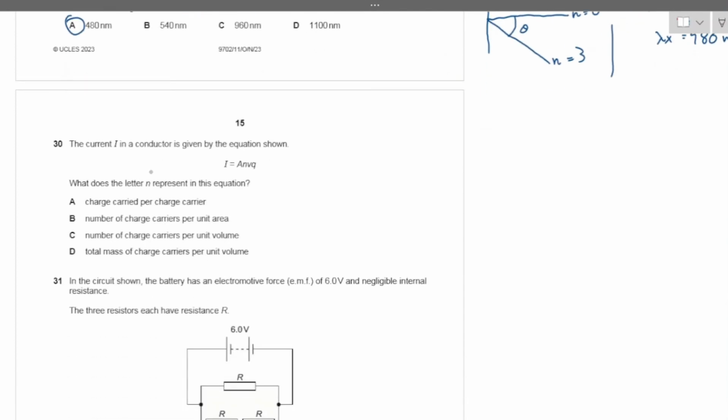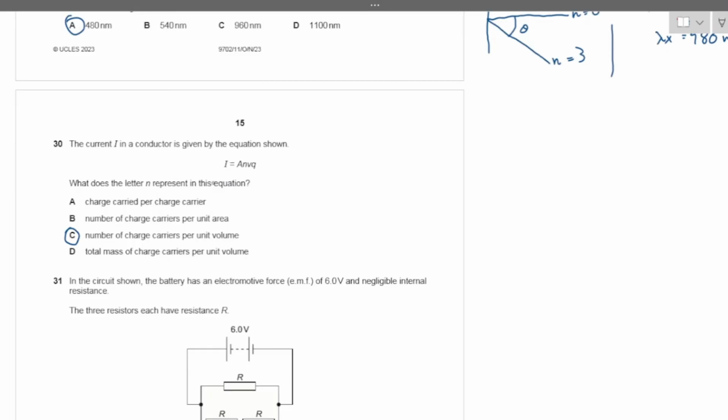Question 30. The current in the conductor is given by the equation shown, I equals A n v q. What does the letter n represent in this situation? Charge carried per charge carrier? No. Number of charges carried per unit area? No. Number of charge carriers per unit volume? Yes. Basically, number of charge carriers per unit volume.